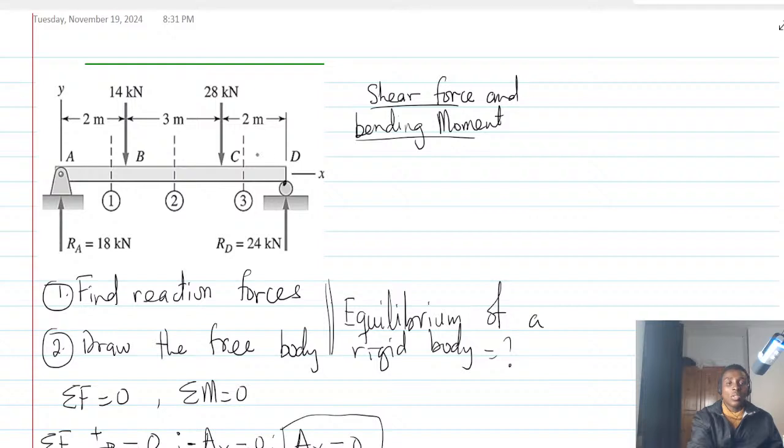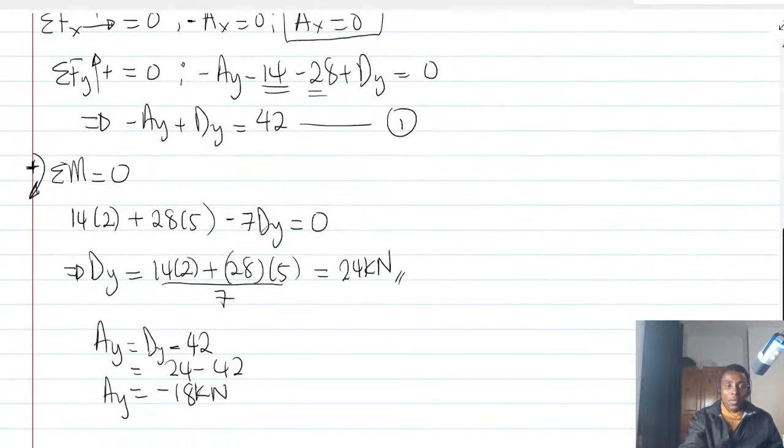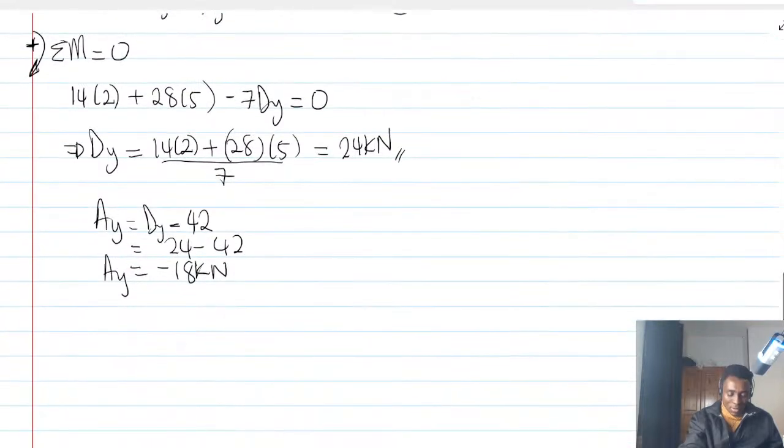So the first step is to what? Find the reaction forces. We've now been able to do that. All right. So then now this is where we start. I will close at the end of this question. And then if you have a question, you can see me.